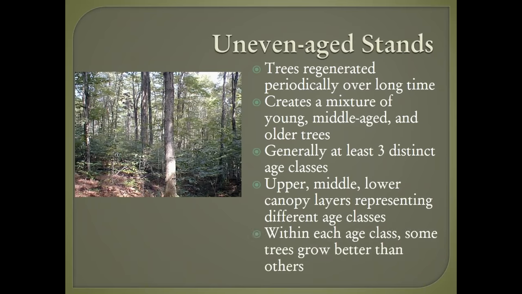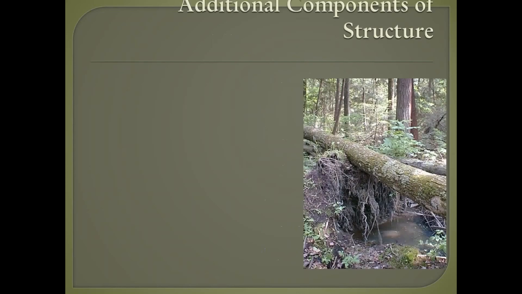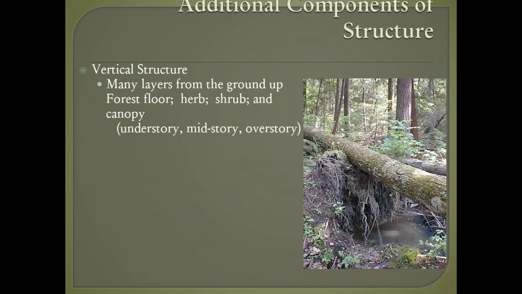But remember, trees within the same age class can grow better than others. So one tree is not like another tree. They're genetically different. So other components of the forest include the vertical structure, which is from the forest floor up, including the herbaceous layer, the shrub layer, canopy layer, and you could consider this the understory, the midstory, and the overstory. So those would be three different layers that go vertically up from the ground.